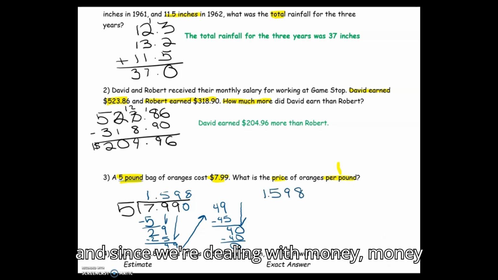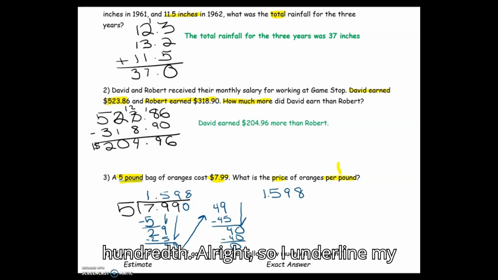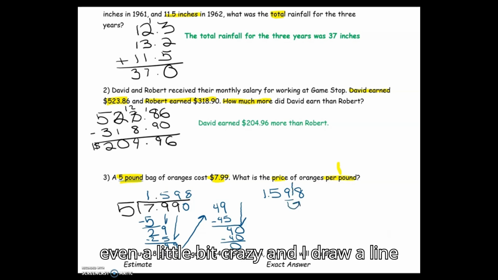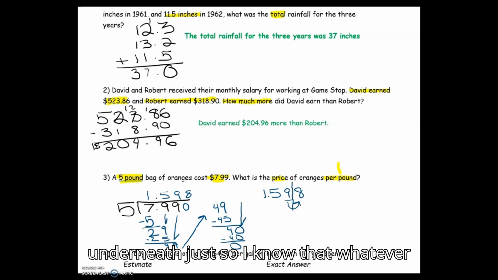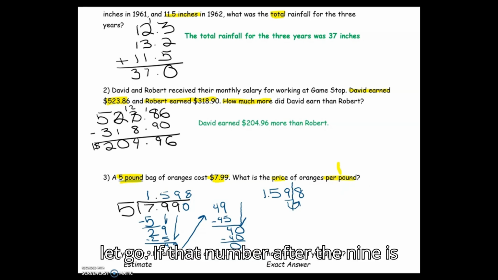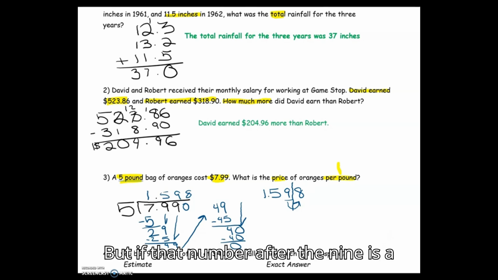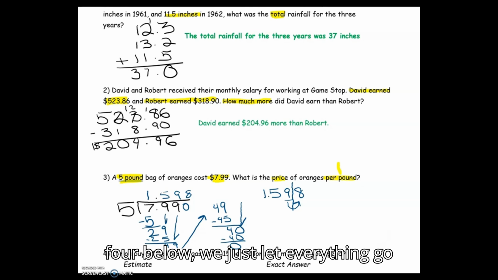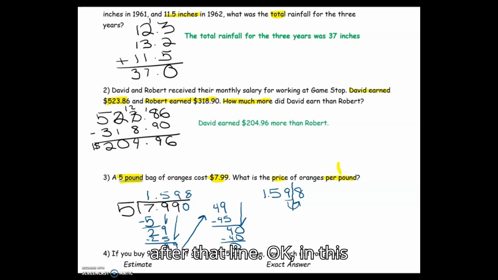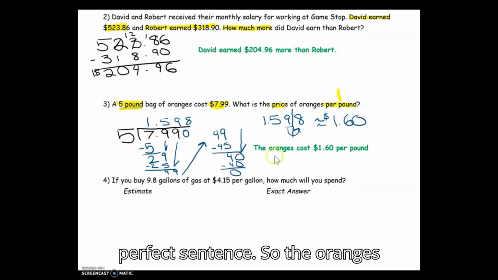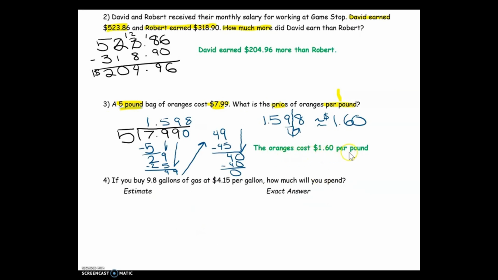1.598, and since we're dealing with money, money needs to be rounded to the nearest hundredth. So I underline my number in the hundredth place, and I like to draw an arrow. Sometimes I get a little bit crazy and I draw a line underneath, just so I know that whatever is written after that 9 needs to be let go. If that number after the 9 is a 5 or above, we give the 9 a shove. But if that number after the 9 is a 4 or below, we just let everything go after that line. In this case, 8 is above the 5. So we can say this is approximately $1.60. And now you just finish it with your perfect sentence. So the oranges cost $1.60 per pound, approximately.